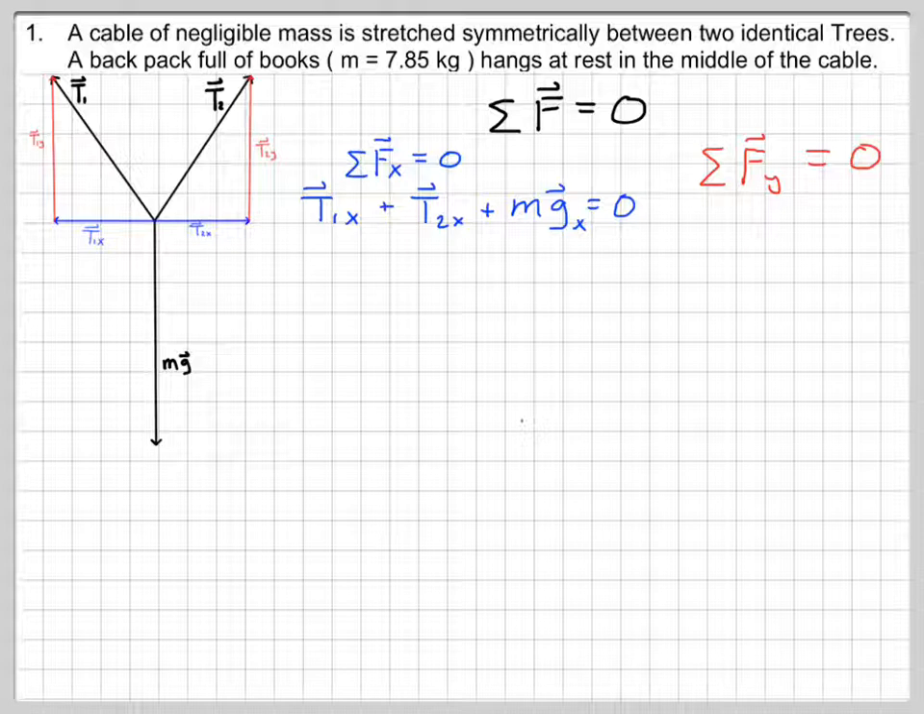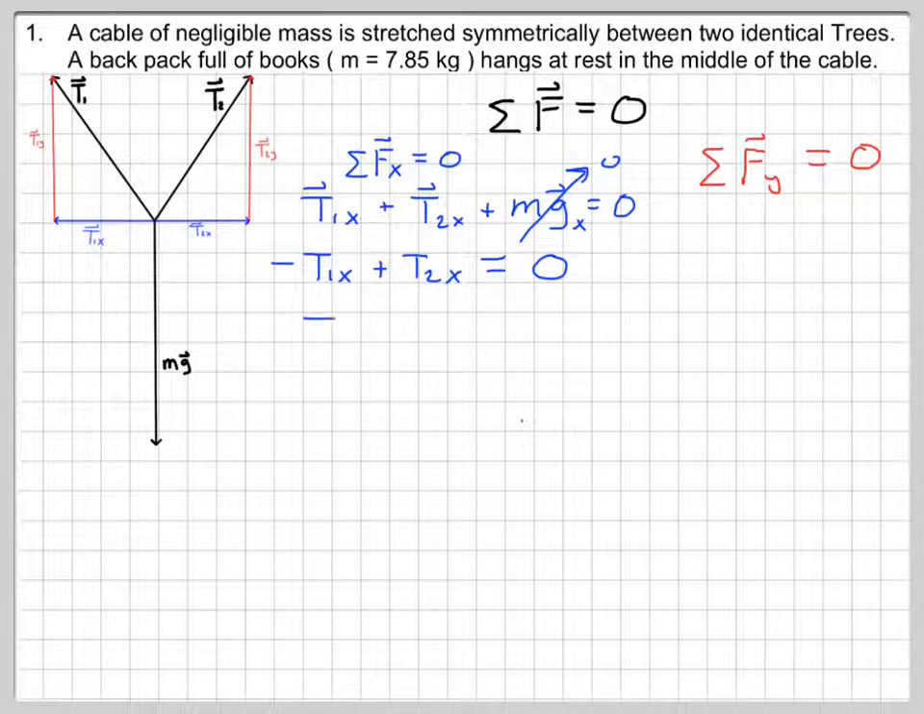Now, looking at the free body diagram, I see that the tension 1 in the x dimension points to the left, so I'm going to use a negative sign to indicate its direction. Its magnitude is tension 1 in the x direction. Tension 2 points in the rightward direction, so it's plus tension 2 in the x dimension. And then the weight force doesn't have any x dimension, it pulls straight down, so that part's 0. So the two tension vectors in the horizontal dimension add together to be 0.